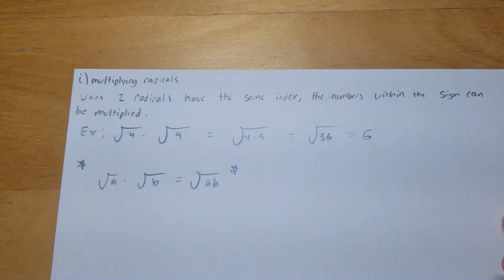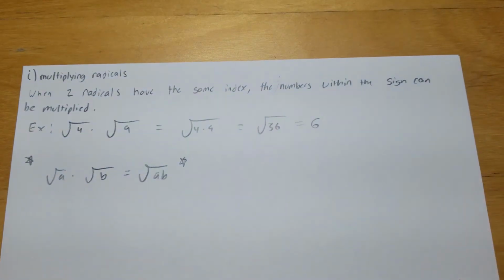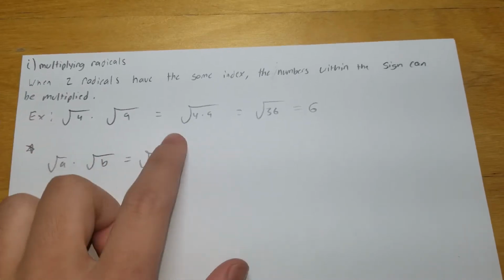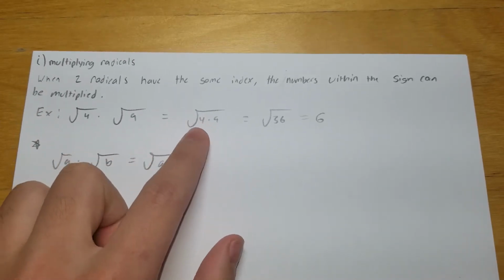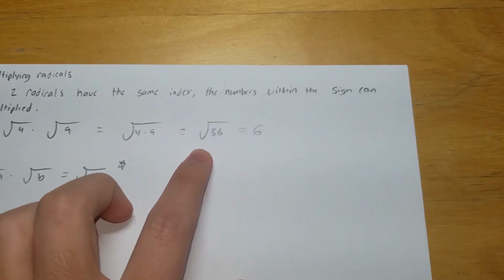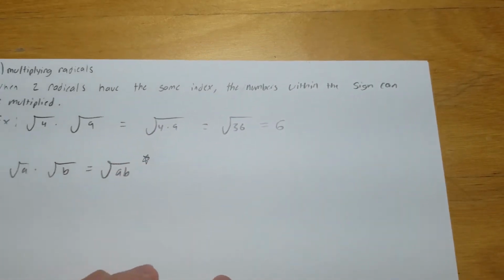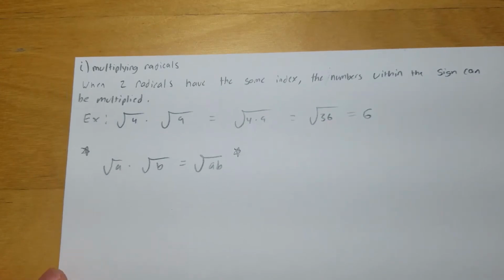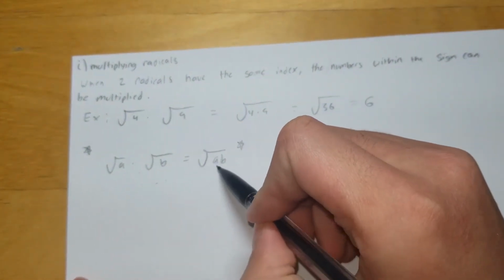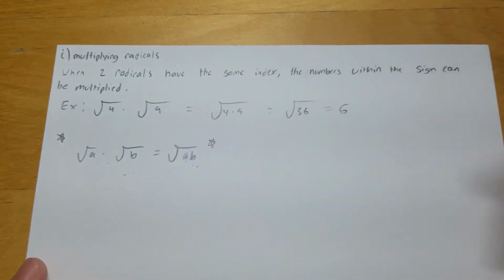Okay, we'll be learning multiplying radicals. When two radicals have the same index, the numbers within the sign can be multiplied. So, for example, radical 4 times radical 9. In this case, you just combine the numbers within the radical, so 4 times 9, and that would be the square root of 36, which is 6. The general formula for this is radical A times radical B equals radical A times B.